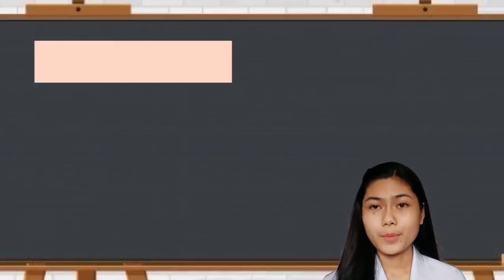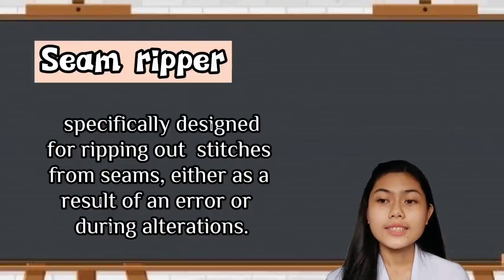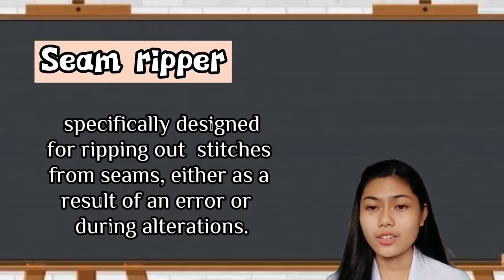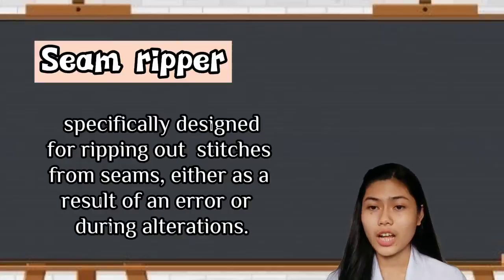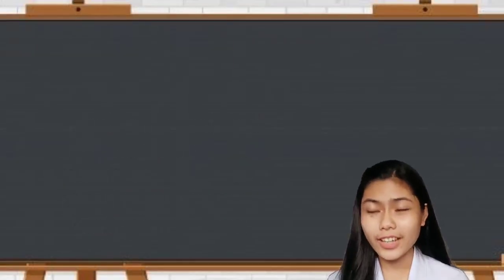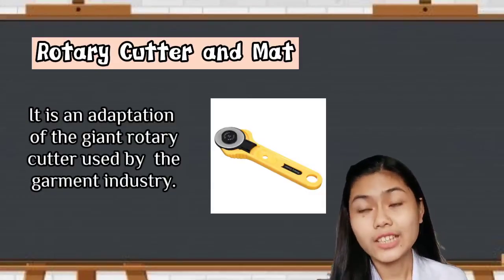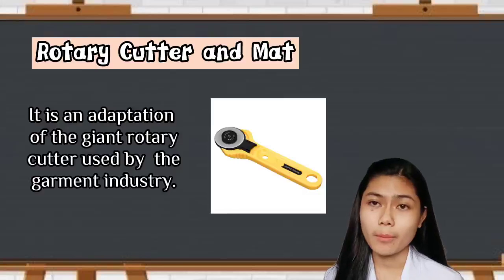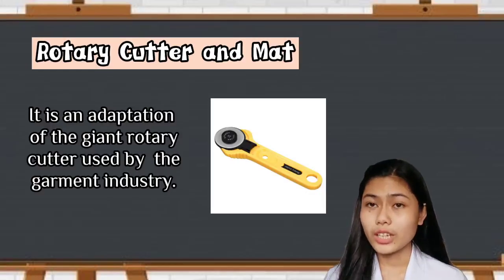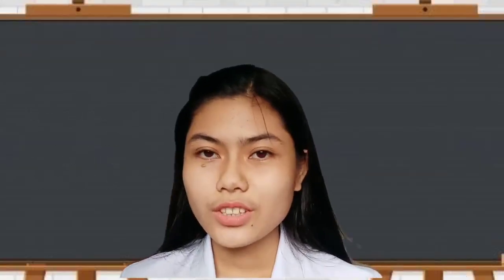Next, we have the seam ripper. A seam ripper is especially designed for ripping out stitches from seams, either as a result of an error or during alterations. Next in line, the rotary cutter and mat. It is the adaptation of the giant rotary cutter used in the garment industry. It works just like a pizza cutter. Okay, let's move on to the marking tools.